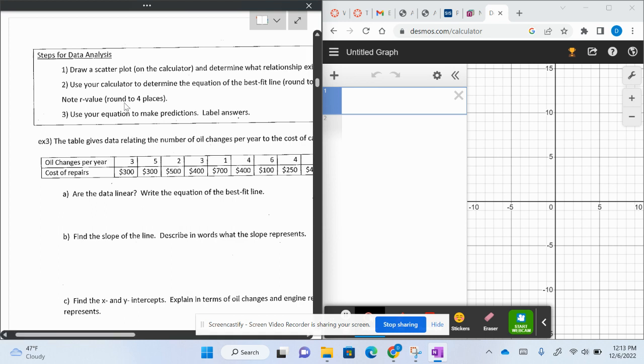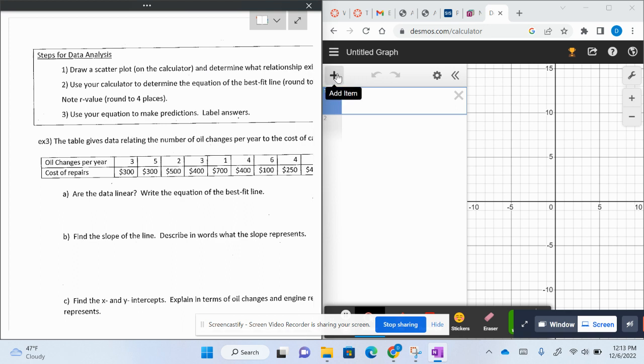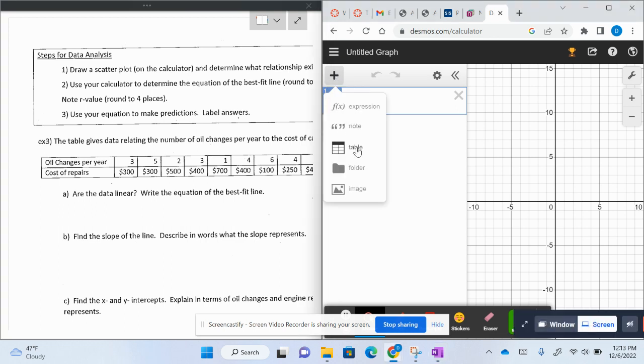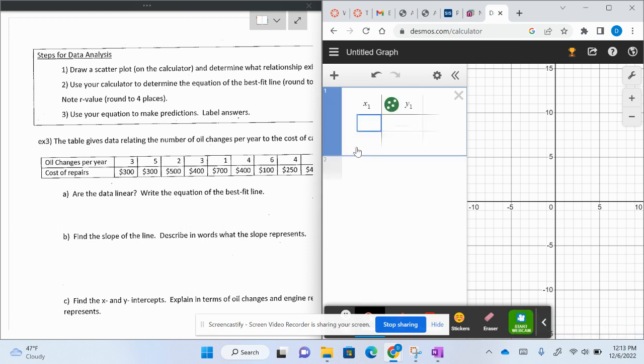It says click on the plus button. So here I am, clicking on the plus button, and it says a table option will appear. You guys see the table? Click that. It has been my experience that the easiest way to build data is to do all of your X's first, go down the whole list, and then go back and do all of your Y's. So we are just going to start typing in all of the X values that come from this oil changes per year. Does that make sense?